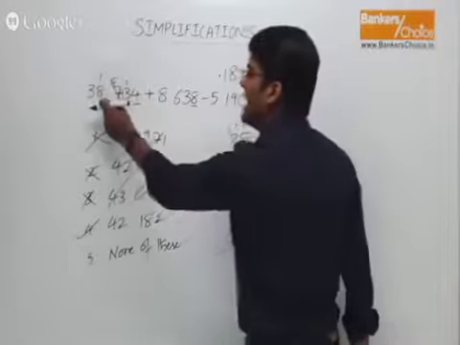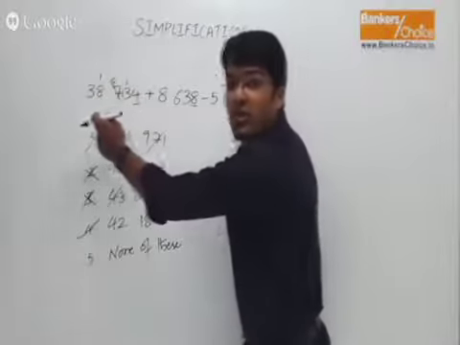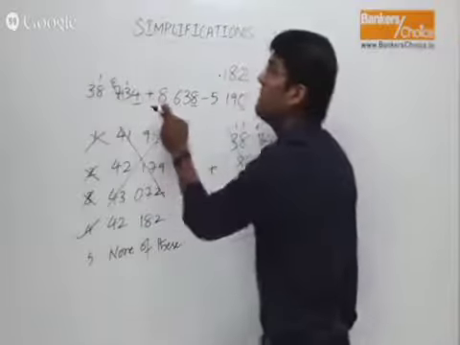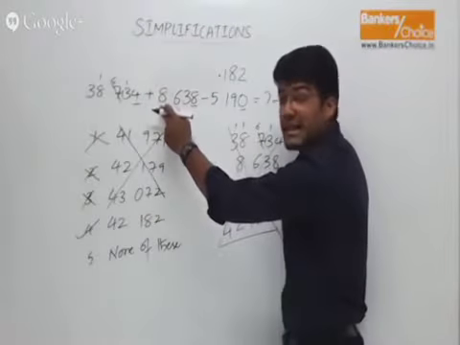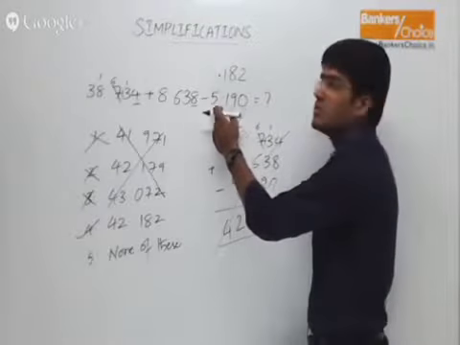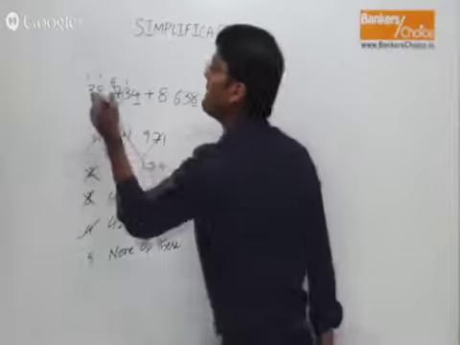Now 1 plus 8, 9. 9 plus 8. We are now moving on to the unit space. So 1 plus 8 is 9. 9 plus 8 is 17. 17 minus 5. 17 minus 5 is how much? 12. 2. And 1 gets carried forward.